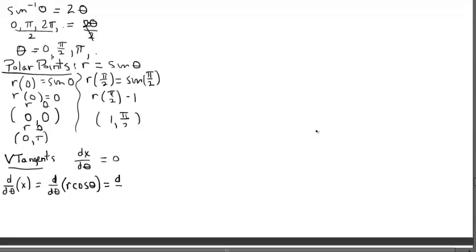But our polar equation is r equals sine of theta, so x is sine of theta times cosine of theta. So just replacing r with sine theta, we're going to have to differentiate using the product rule. Just rewriting it down here. Once we do the product rule and clean it up, we end up with cosine squared theta minus sine squared theta, and we want to set that derivative equal to 0.